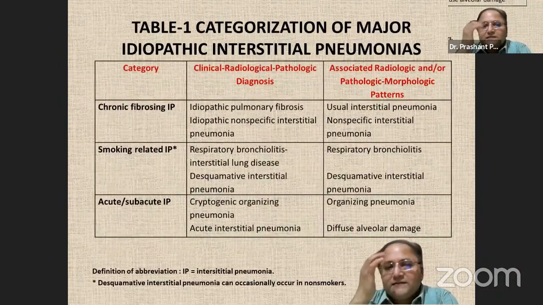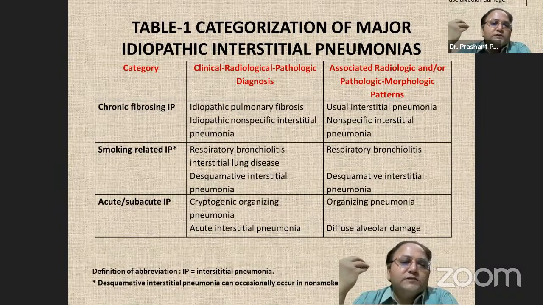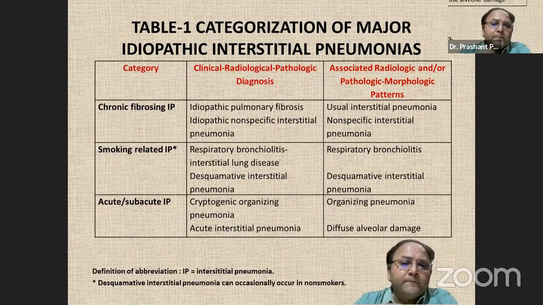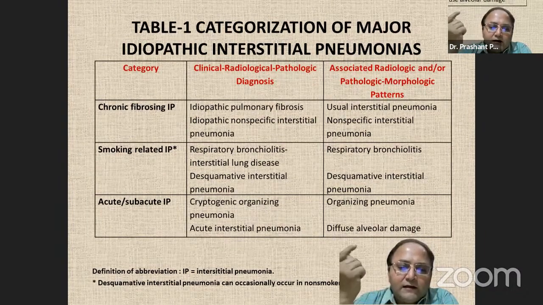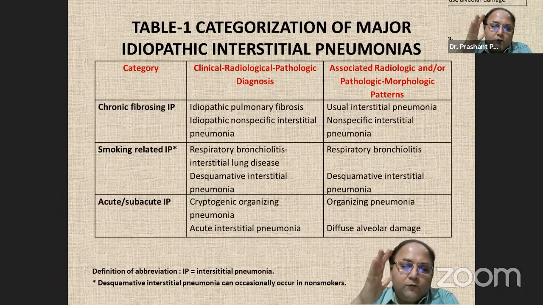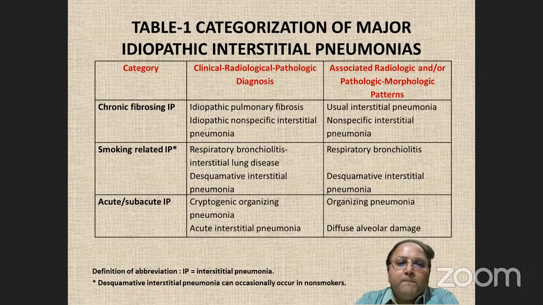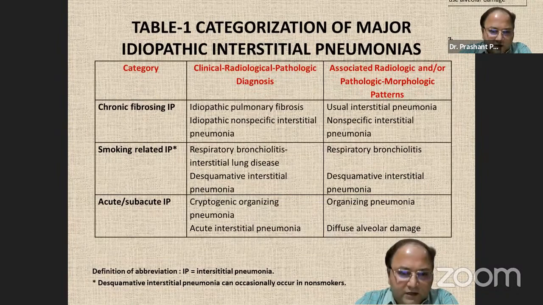So this is the categorization of the idiopathic interstitial pneumonias, which is subcategorized into chronic fibrosing, smoking-related, and acute or subacute idiopathic interstitial pneumonia. Mind you, what we are right now talking about is the so-called unknown category of interstitial lung disease, which is better or more scientifically termed as idiopathic interstitial pneumonias.